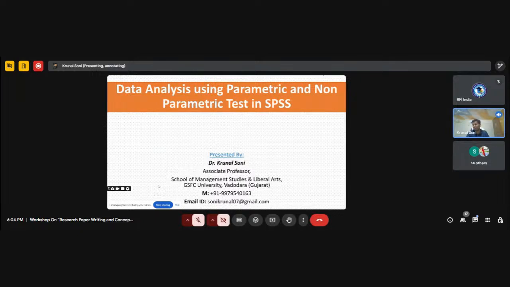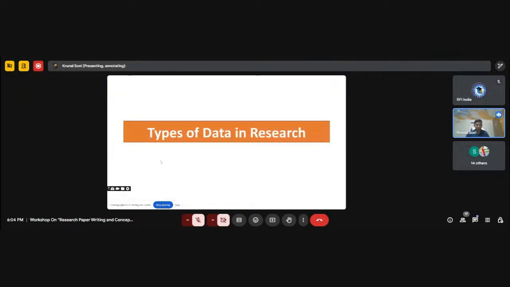Where you are comfortable, you can even use Excel also. So first of all, when we talk about data, we need to understand the types of data. As I already mentioned, tomorrow I will cover the types of data in research. So we basically have to see the types of data in research. Is anybody aware of the different types of data in research?